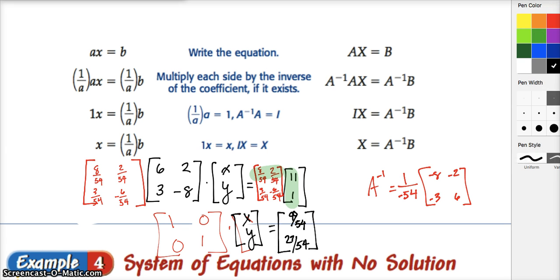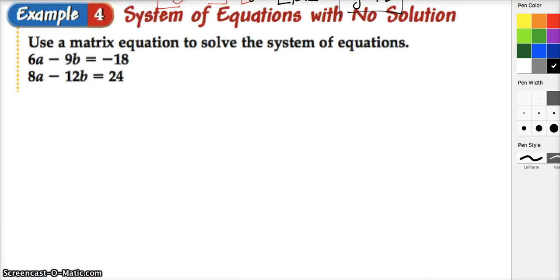So then I get 90 over 54 and 27 over 54. So that tells me that X is equal to, I'm going to reduce this, 18 goes into 90 5 times, and 18 goes into 54 three times, so I get 5/3. And 27 goes into both of the others, so Y is equal to 1/2. And so that's my answer. This is kind of a neat way to solve systems of linear equations, maybe a little better than Cramer's rule. I don't know.